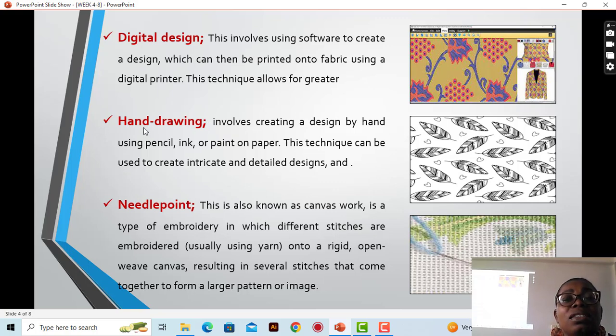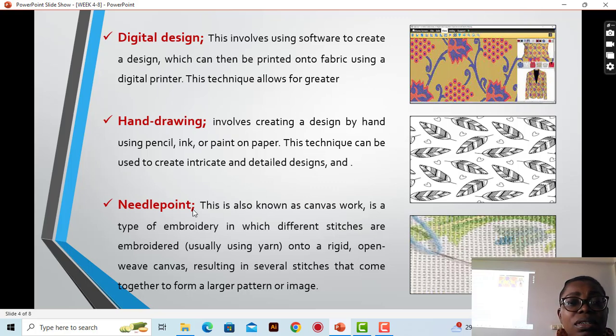Now we have hand drawing. Hand drawing involves creating a design by hand, using pencil, ink, or paint on paper. This technique can be used to create intricate and detailed designs. There are so many things. This one we'll be doing unit repeats. By the end of the day, we would have done hand drawing over there. Are we okay? We'll be doing this in our sketch pads.